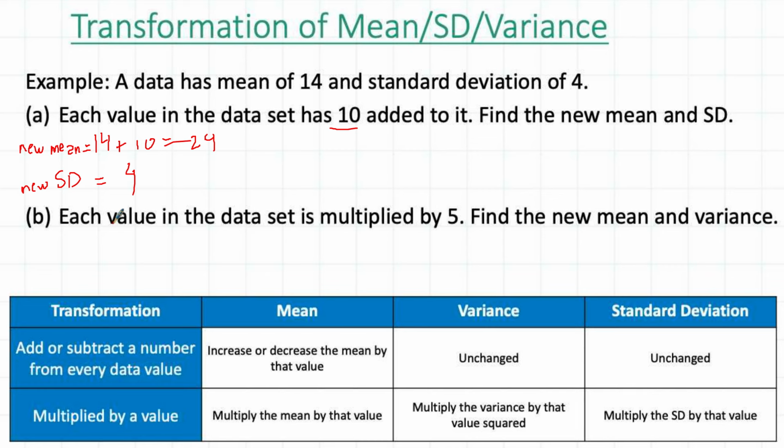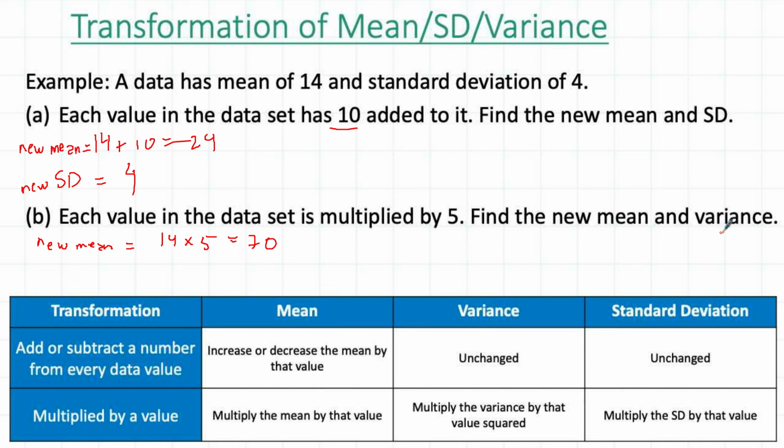Now, what if each data value is multiplied by 5? So in this case, the new mean will also multiply by 5. So I get 14 times 5. So I get 70. And then the variance, be careful here, the wording is tricky.